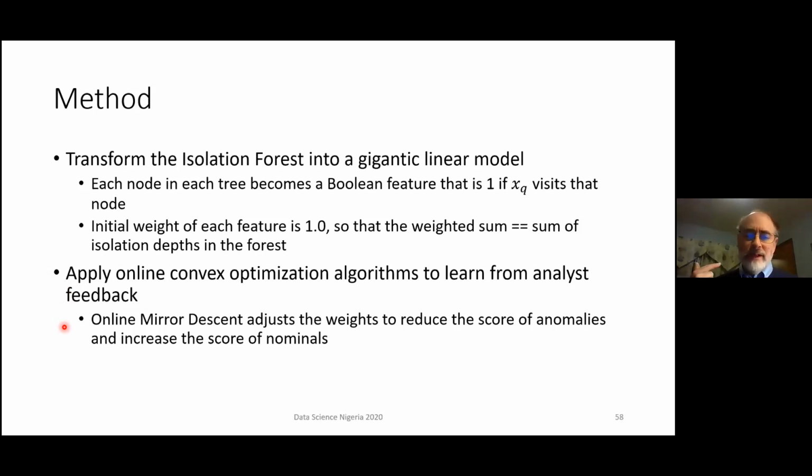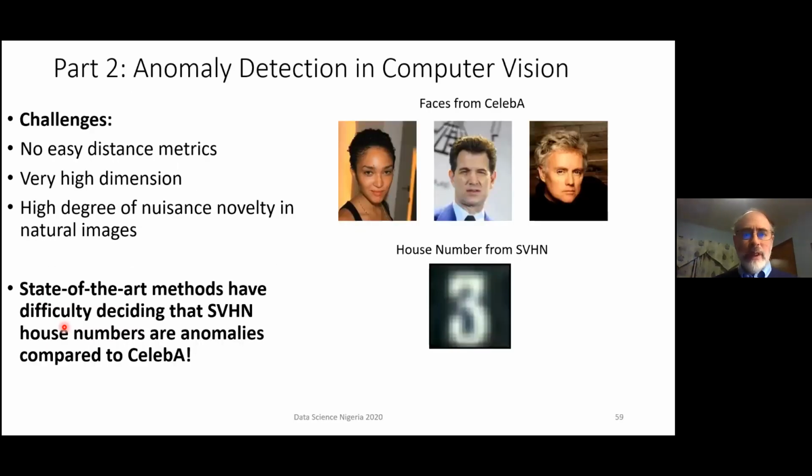I'm just amazed at how efficiently and how rapidly online mirror descent learns. And you can see the payoff in those curves. Okay, well, I will stop here. I don't have time, unfortunately, to cover computer vision work, but I have some.